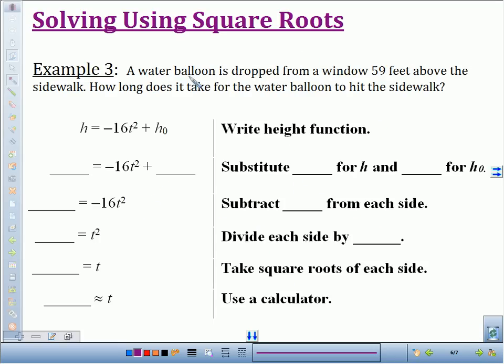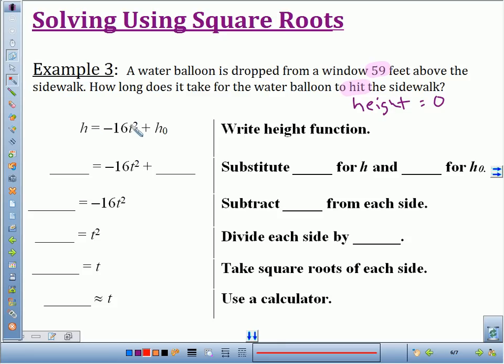Now, we have a water balloon dropped from a window 59 feet above the sidewalk. How long does it take for the water balloon to hit the sidewalk? Essentially, we want to know when the water balloon will hit the sidewalk, when the height is 0. And that's usually the kind of question that we're being asked. Height equals 0.